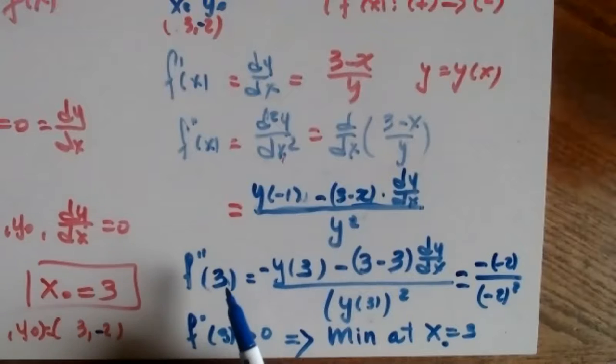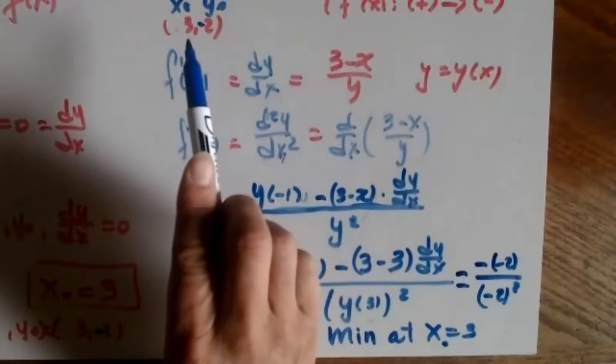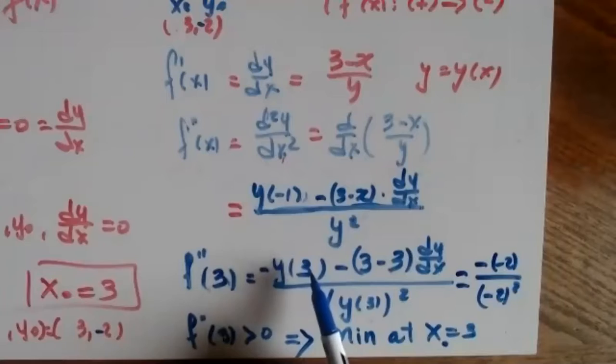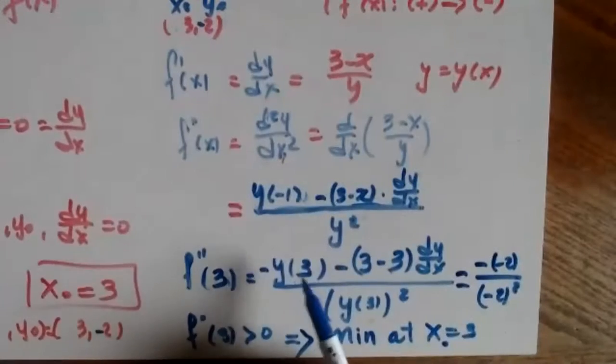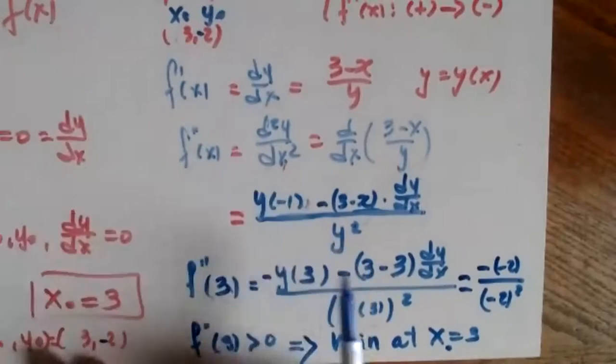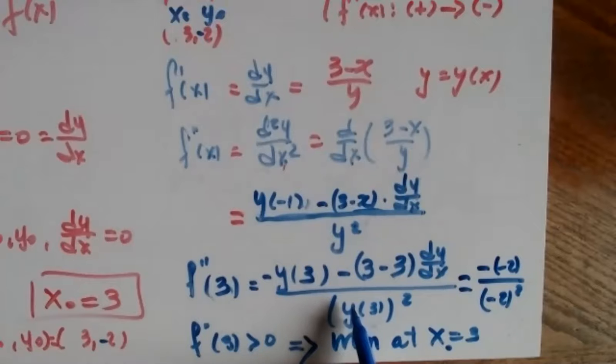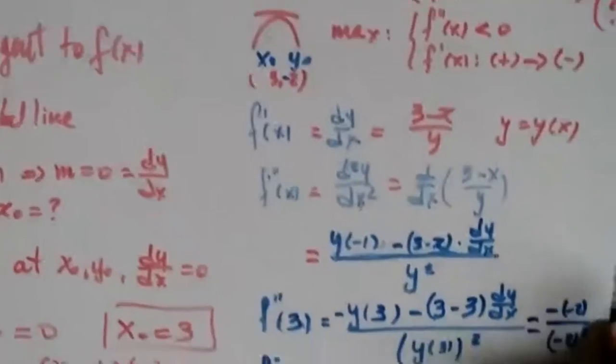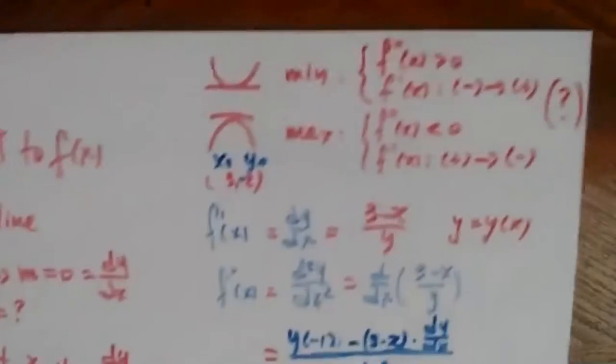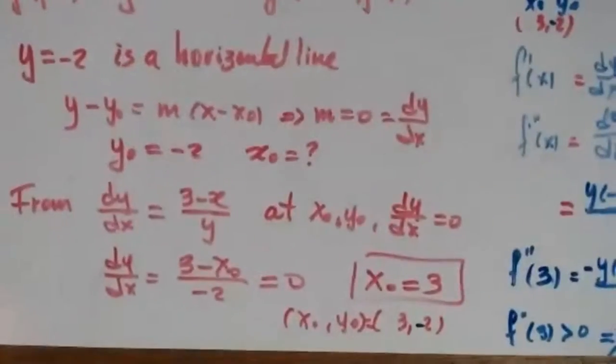So the second derivative at the point is 3 right here. So I put y of 3 because y is a function of x. So y of 3, that's negative 2. So I'm going to put here negative, negative 2. 3 minus 3 is 0. Okay, this disappears. Y of 3 is negative 2, squared in this case. So this is positive over a positive, positive. So f double prime at 3 is positive. So I have a min at x equals 3. Okay, so this is the calculus you use, correct? This was not calculus.